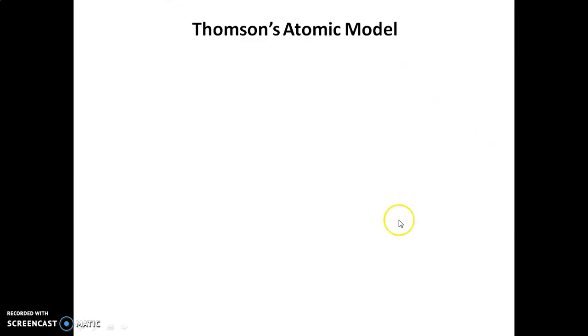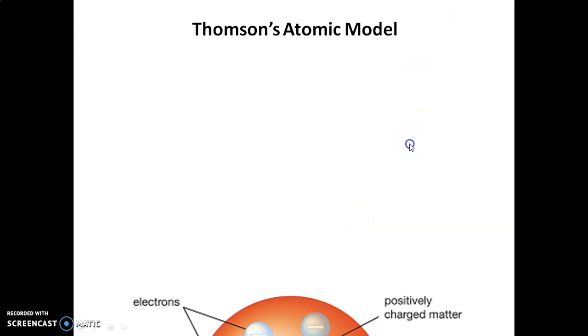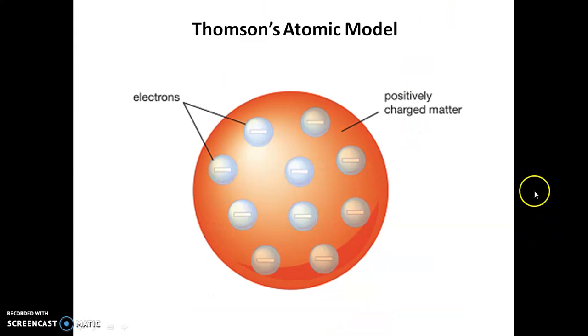So the Thomson's atomic model was a sketch of the atom which was like this. It is also called the plum pudding model. Here we have a positively charged sphere where small negative charges are embedded. They are distributed evenly, and at the time we did not know they were the electrons, but we said the negative charges were embedded in the positively charged matter, and that was the Thomson's atomic model.